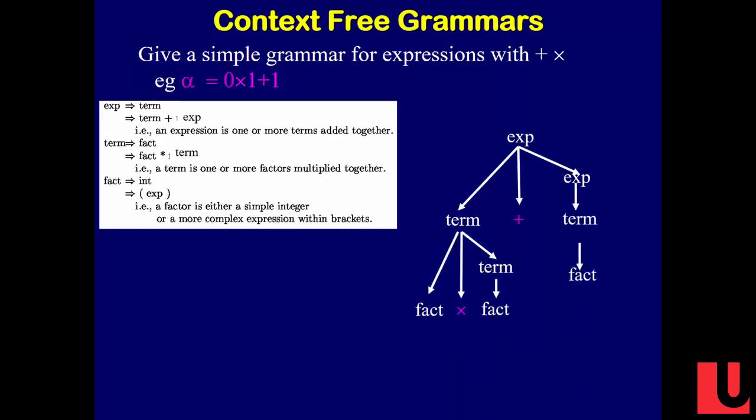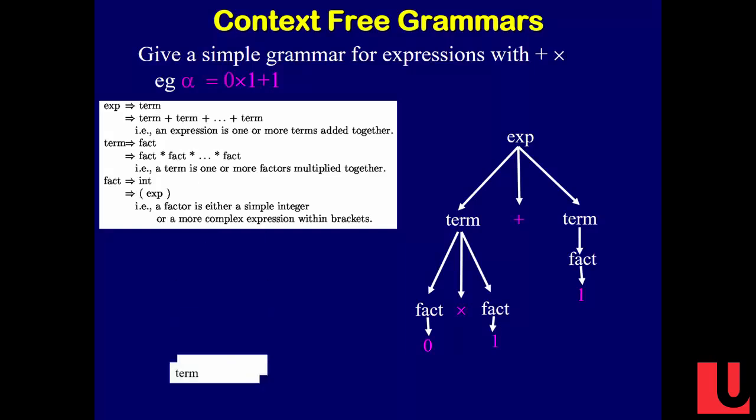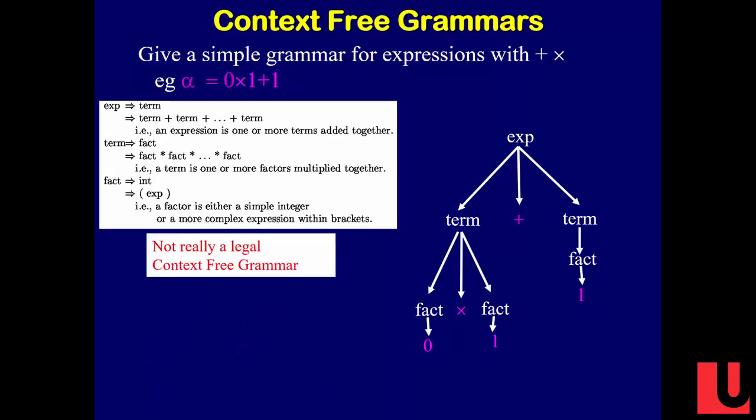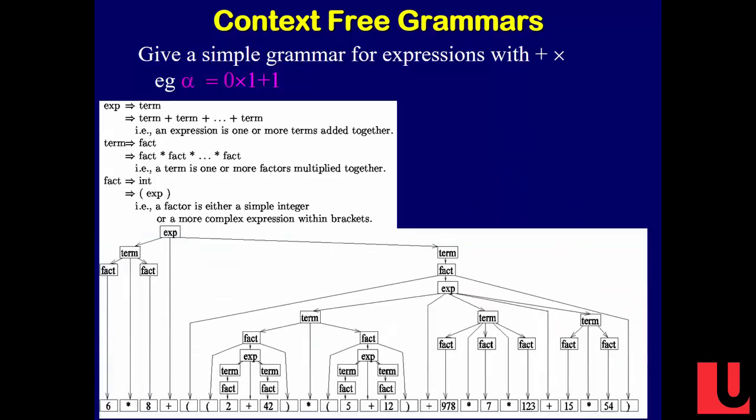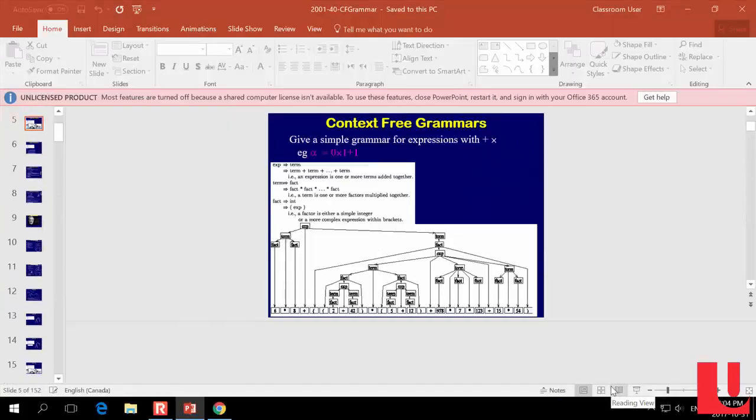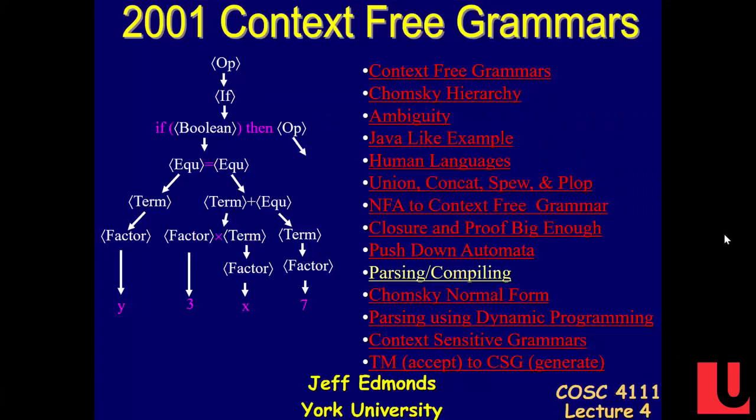Trees are nice. This is called the parsing tree. And we're going to be focused on something that's kind of a legal grammar, where it's a sum of a whole bunch of terms as opposed to expression plus term. So that was good. Now let's go back to where we were.